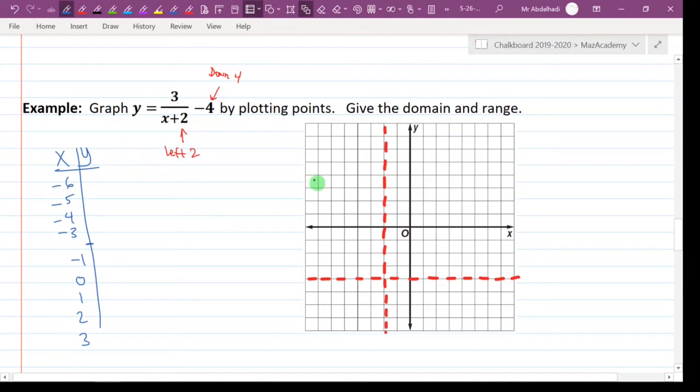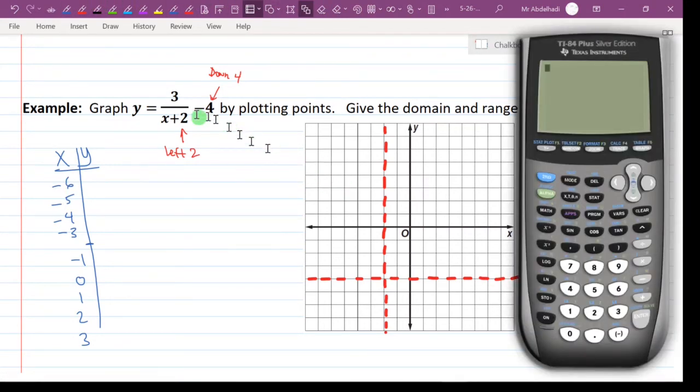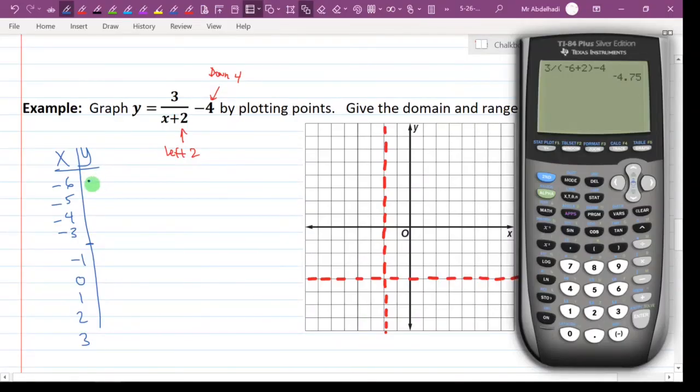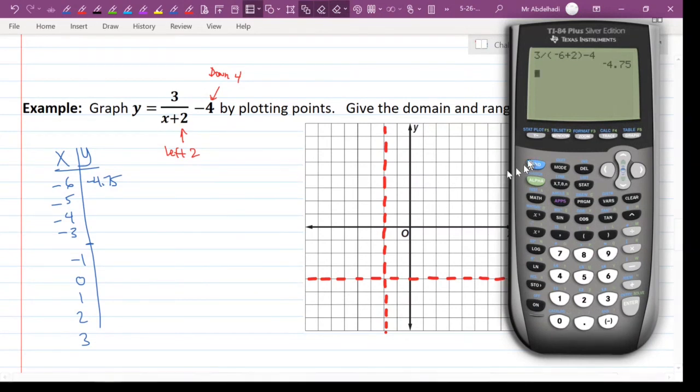You can grab a calculator at this point. So this is what our fraction looks like here. 3 divided by, open parentheses, x plus 2. Well, the first x I'm using is -6. So -6 plus 2, close parentheses, and then -4. So we get -4.75. So we can come over here and put in -4.75. Okay, then we can just bring this back and plug in -5 instead.